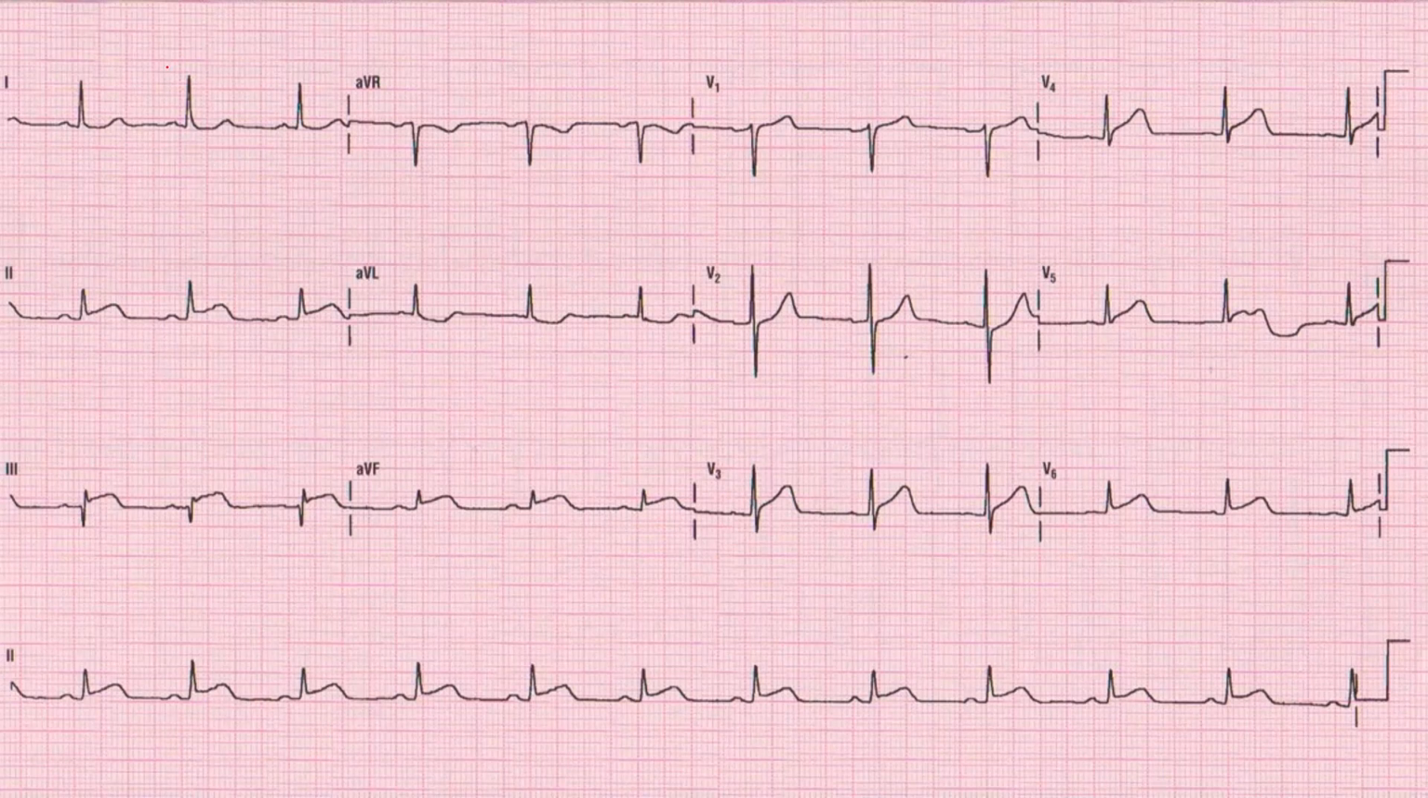Okay, so let's take a look. Lead 1 is normal. Lead 2 is elevated. Lead 3 is elevated. AVL is depressed. AVF is elevated. And we have V1 is normal. V2 is normal. V3 is elevated.